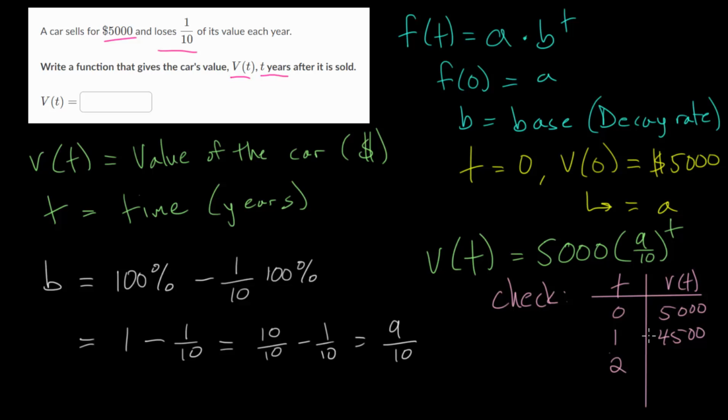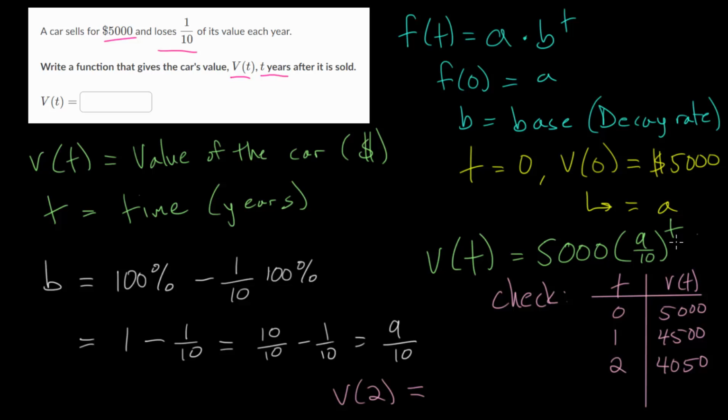Now for year 2, 1/10 of 4,500 would be $450. And subtracting that brings us to $4,050. But again, going from 4,500, we're just multiplying by 0.9. And the next step, we'd subtract $405, since that's 1/10 of that value, and so on. But to check this, we just want to plug in one of these time values and make sure our formula works. And let's just plug in 2.